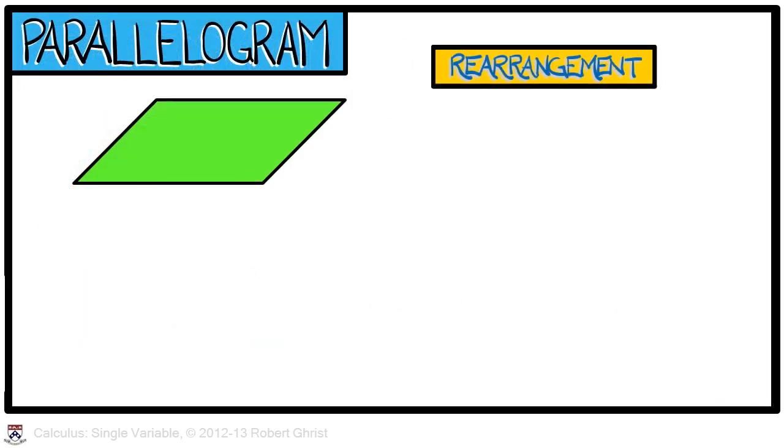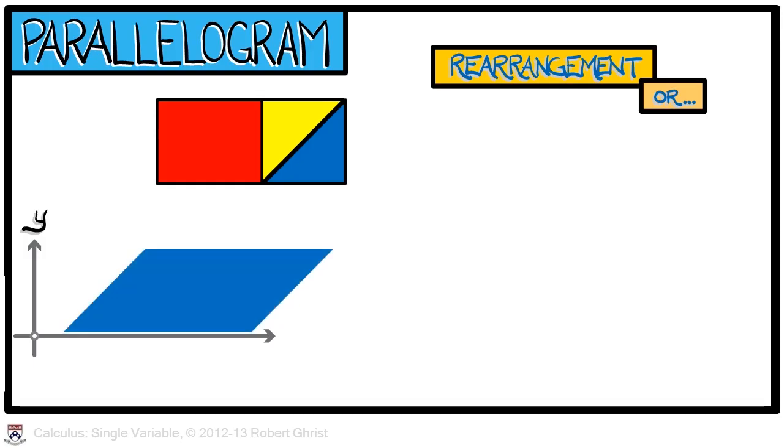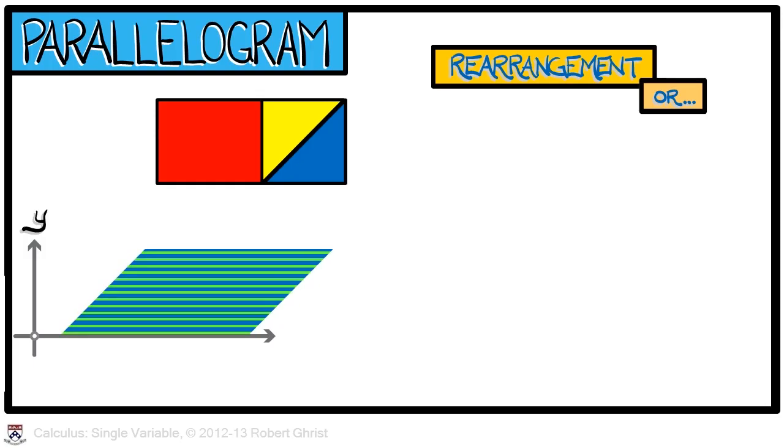Recall a parallelogram. Now, you would probably argue by rearrangement that if you cut it into pieces and reshuffle, then you can build a rectangle, and we all know the area of a rectangle. Well, that's good, but there's another way to think about this. Consider your parallelogram in the xy plane with the base on the x-axis, and then slice it into horizontal strips of, if you will, an infinitesimal thickness, dy. Then what is the width of each strip? It is, let's call it b, the length of the base of the parallelogram.